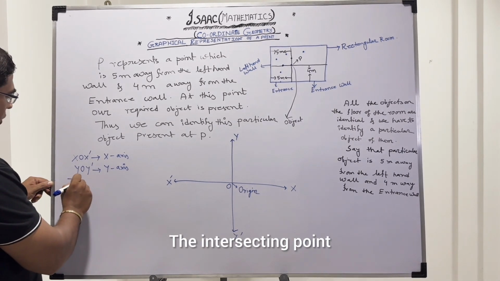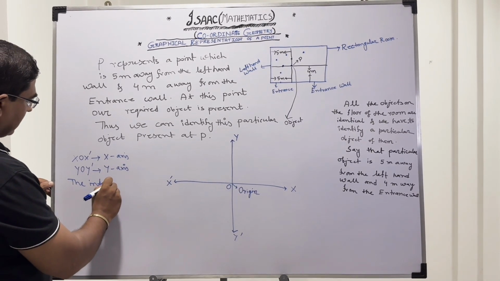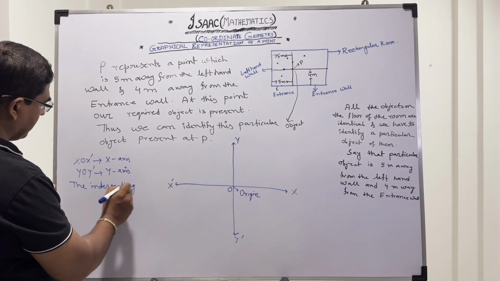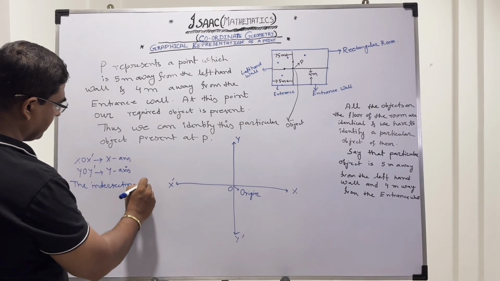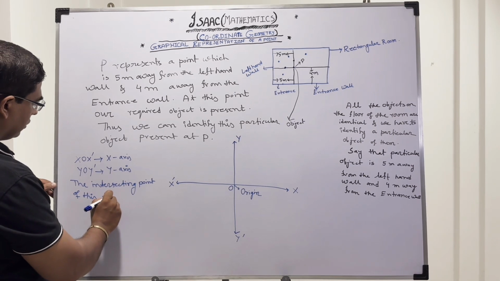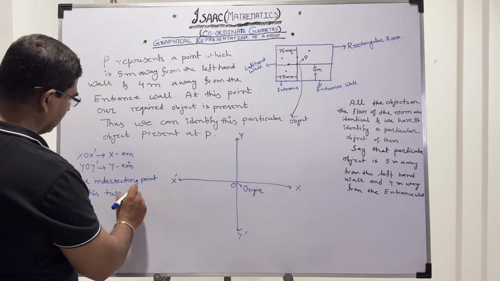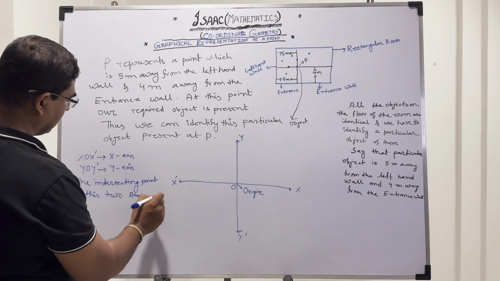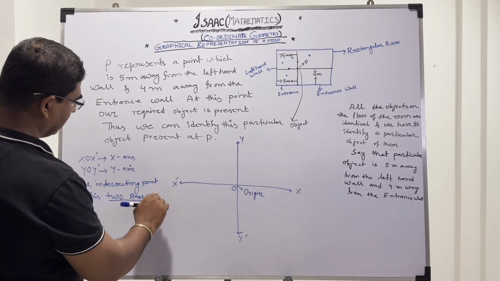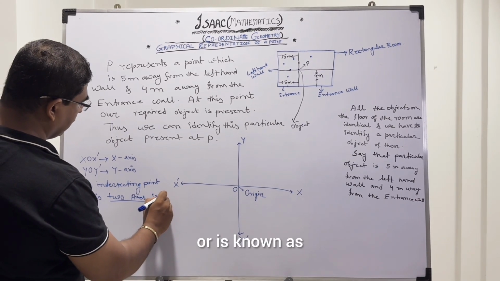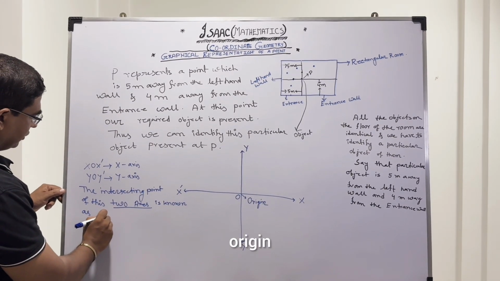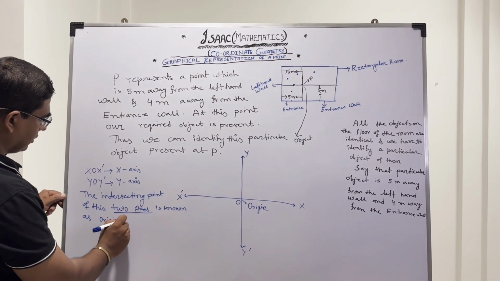The intersecting point of these two axes represents, or is known as, origin.